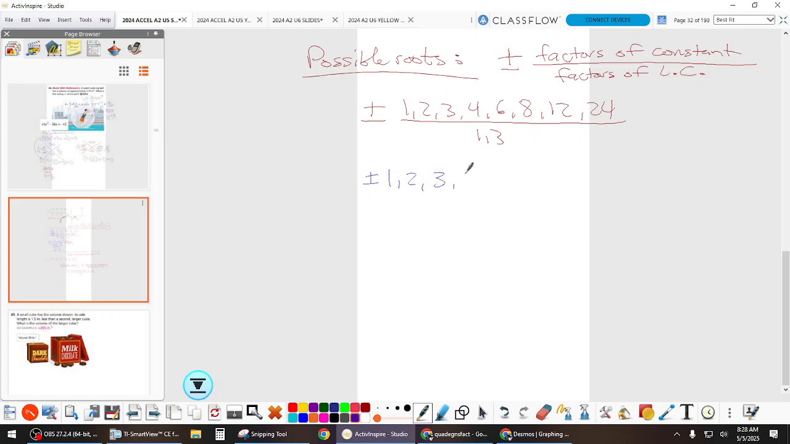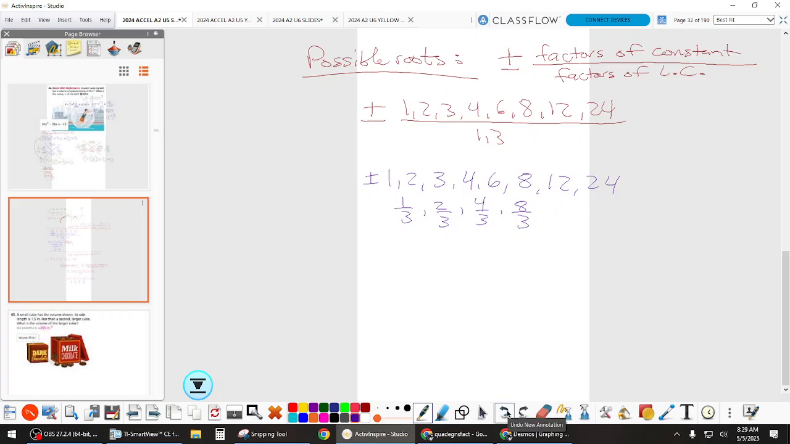4, 3, 4. All of those will happen, for sure. And then, we're going to go over the 3, so 1/3, 2/3, 4/3, 6 thirds, that's 2, 8 thirds, and that's all.